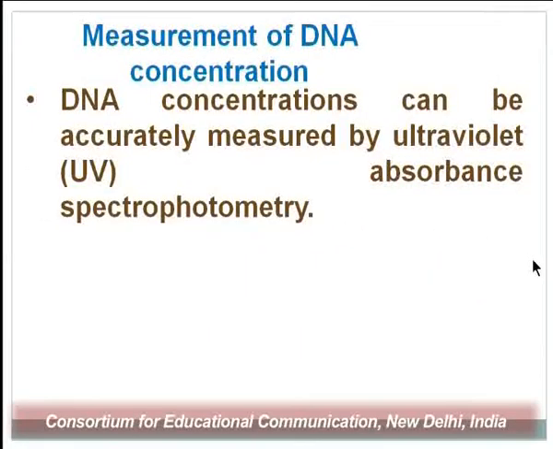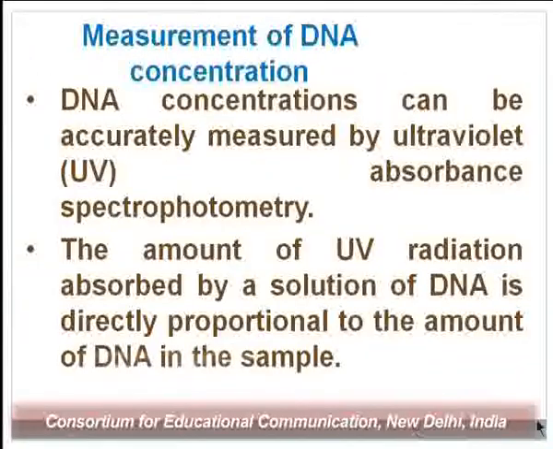One of the very prevalent techniques, very commonly used in laboratories and for recombinant DNA technology or any kind of biotechnology applications, is that DNA concentrations can be accurately measured by ultraviolet absorbance spectrophotometry. So we will talk about absorbance spectrophotometry, where the light is absorbed, but the light will be in the range of ultraviolet radiations. The amount of UV radiation absorbed by a solution of DNA is directly proportional to the amount of the DNA in the sample.